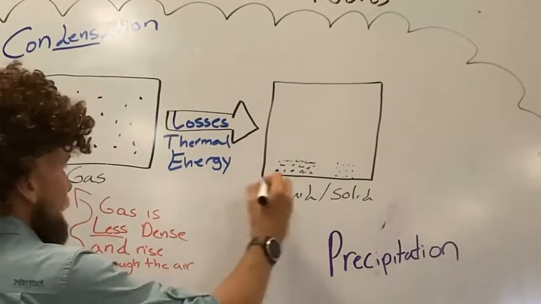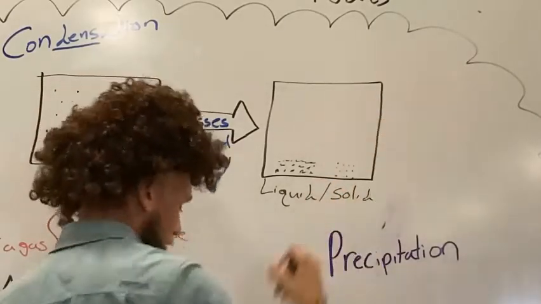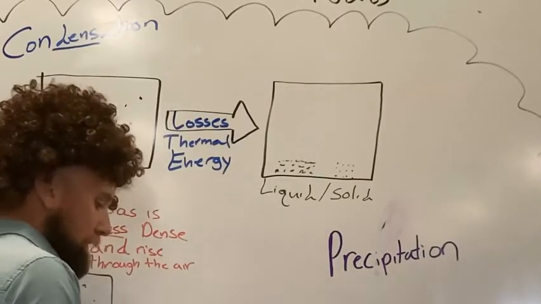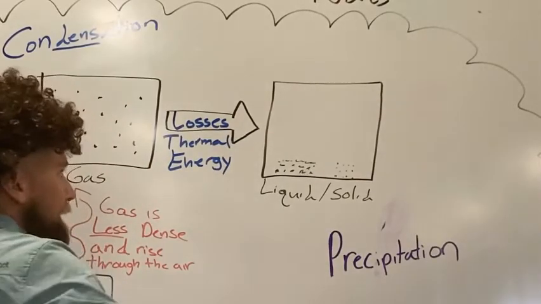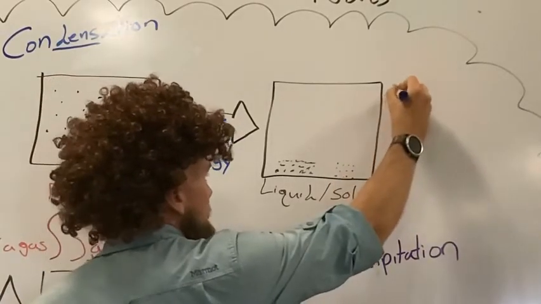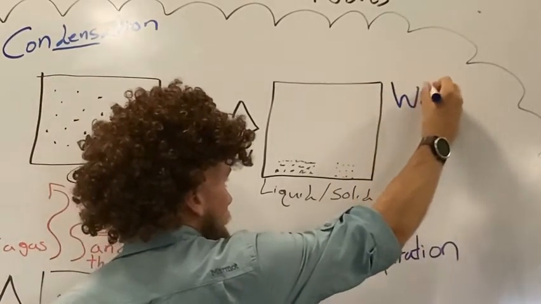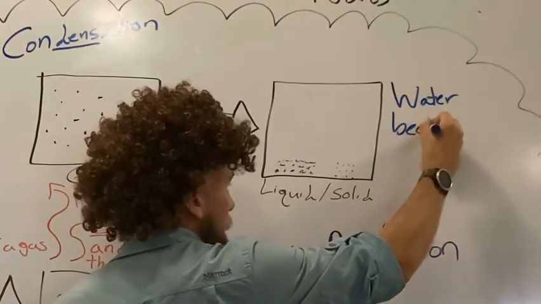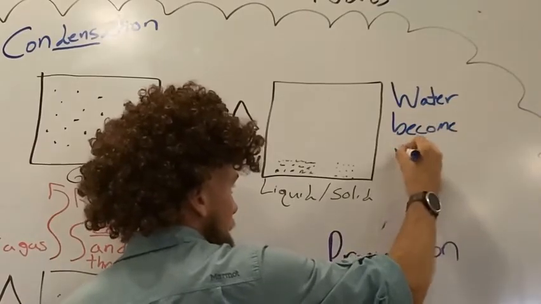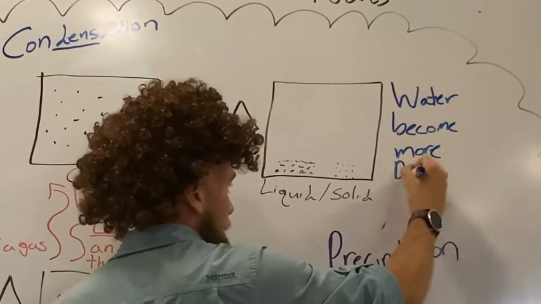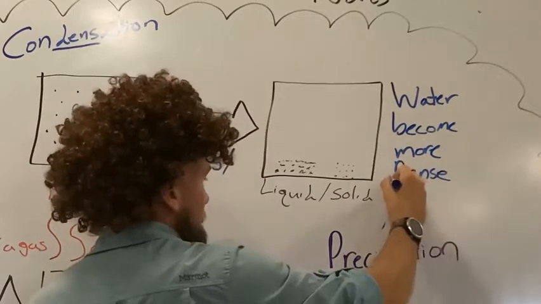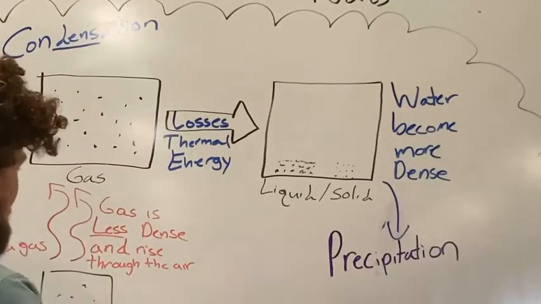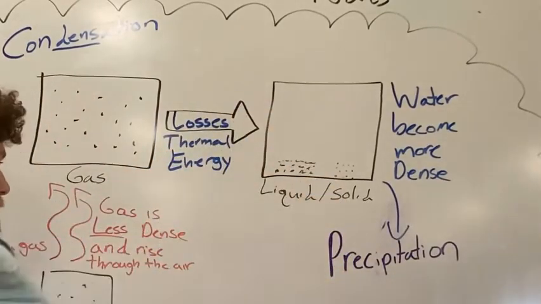So that means that now, off here on the side, I'm going to write back in blue again because we're talking about the temperature. The water is going to become more dense. And it's going to sink back on down here to precipitation. So if I'm following my arrows, I'm starting to complete the cycle.